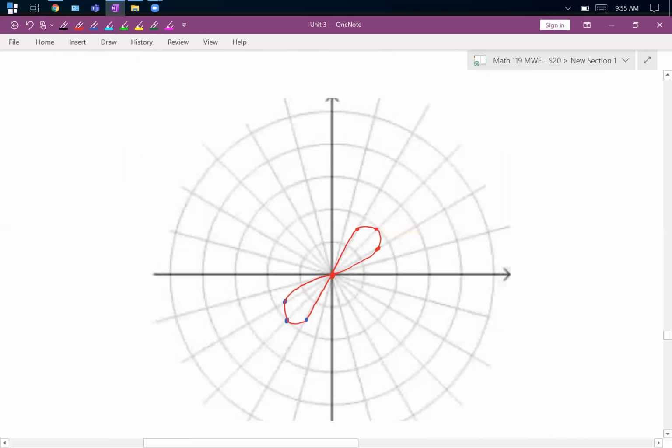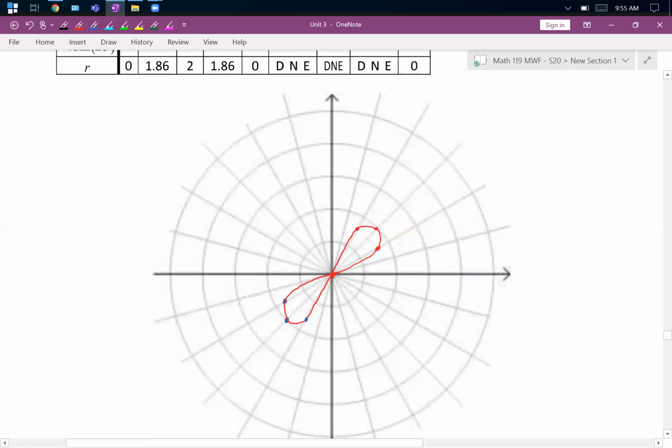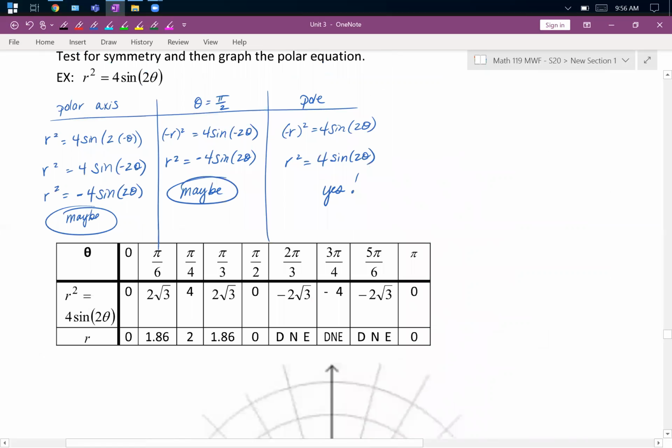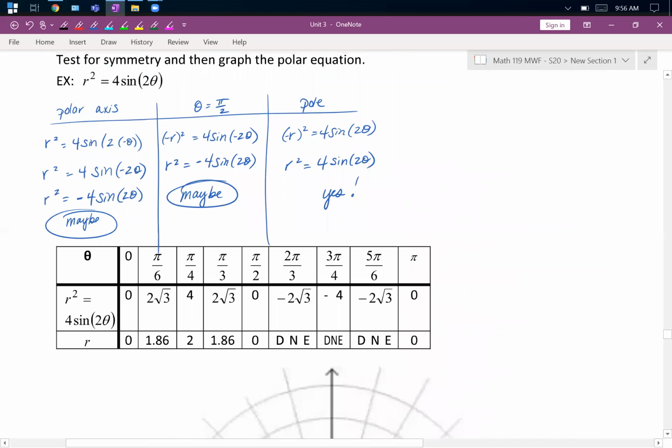Question at all on graphing polar? How do we know what set of thetas to pick for the table? Because in some other examples they were different. Okay, so it depends on the symmetry that we concluded.